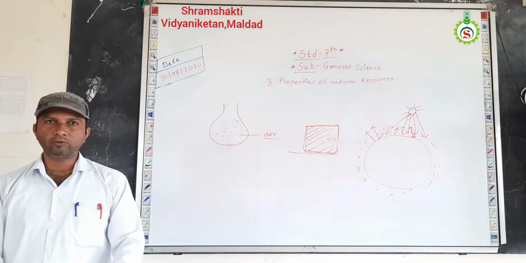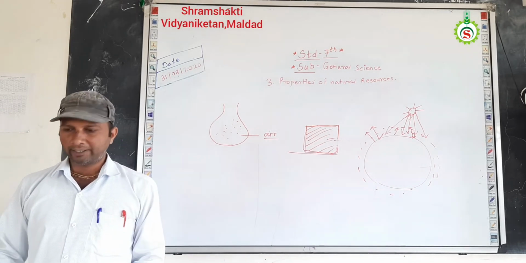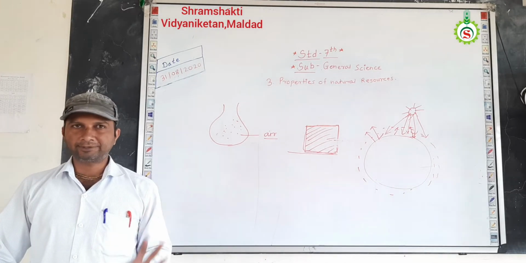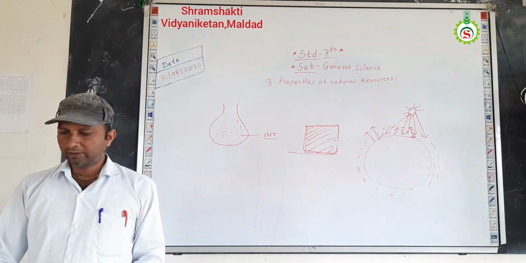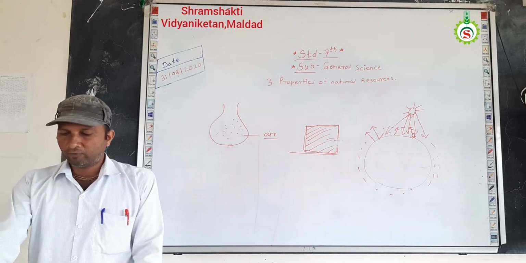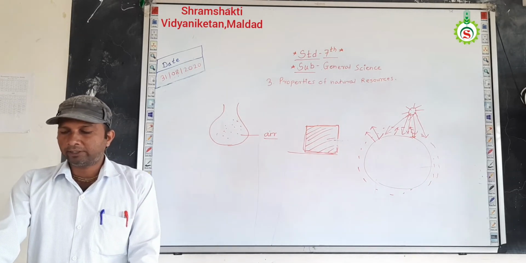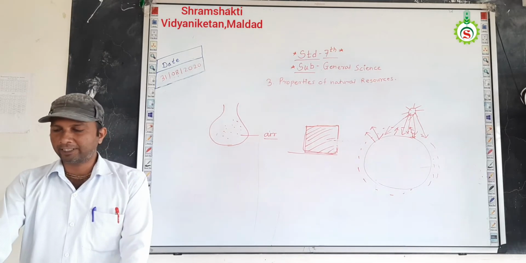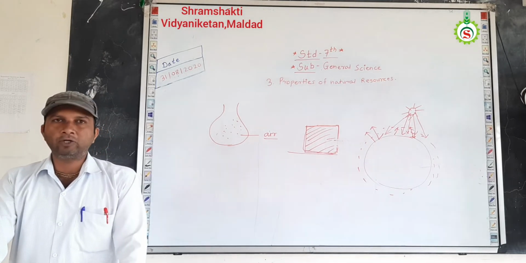So due to the warmness of the air, all the living organisms are able to live on the earth's surface. If there were no air on the earth, the average temperature of the earth's surface would have been very low.